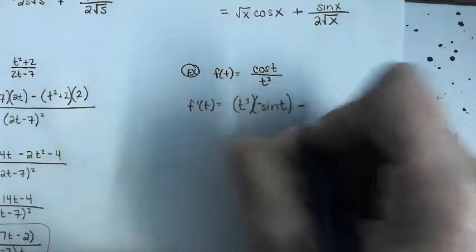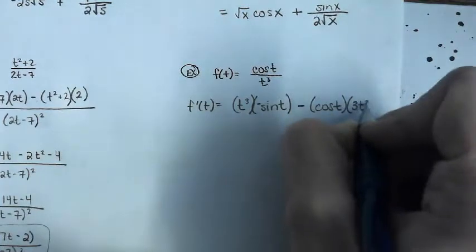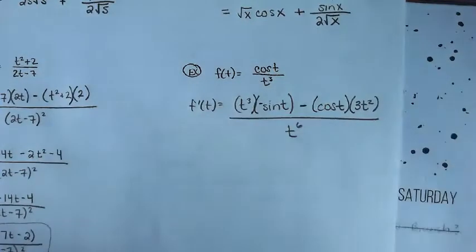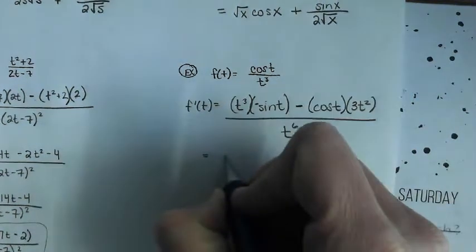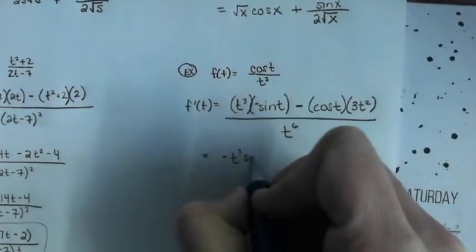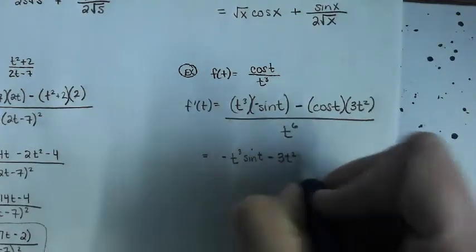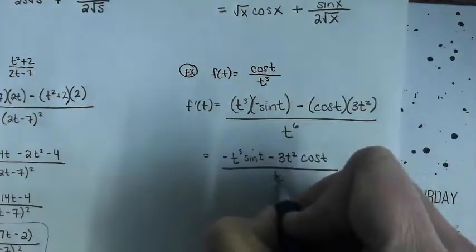Bottom times derivative of the top minus the top times the derivative of the bottom, 3t squared, all over bottom squared, which would just be t to the 6 if you want to just jump there. So cleaned up, that would be negative t cubed sine t minus 3t squared cosine t, all over t to the 6th.